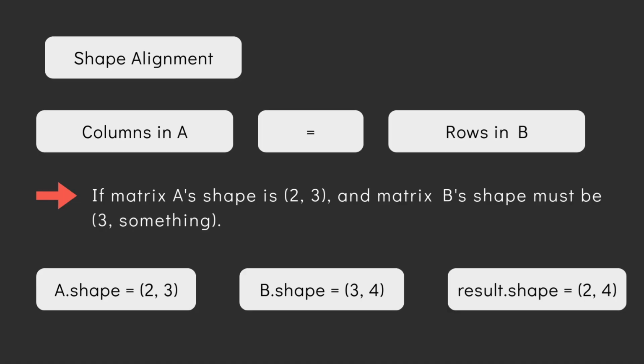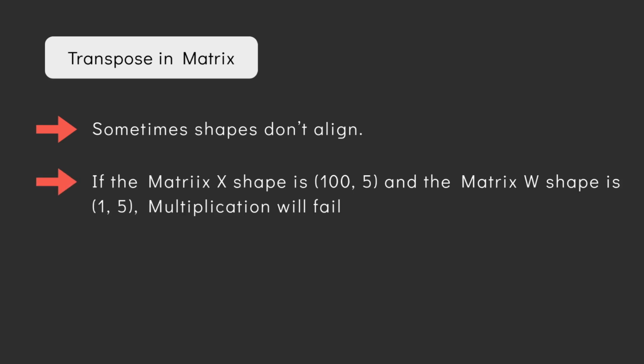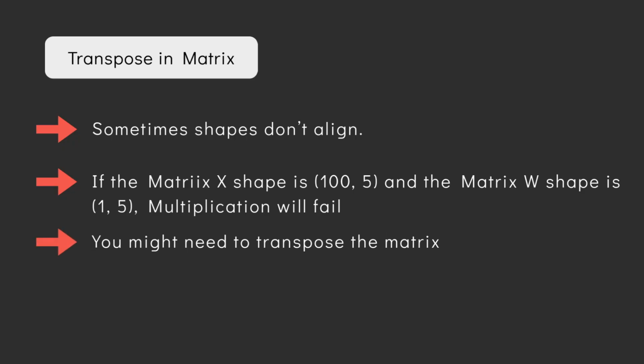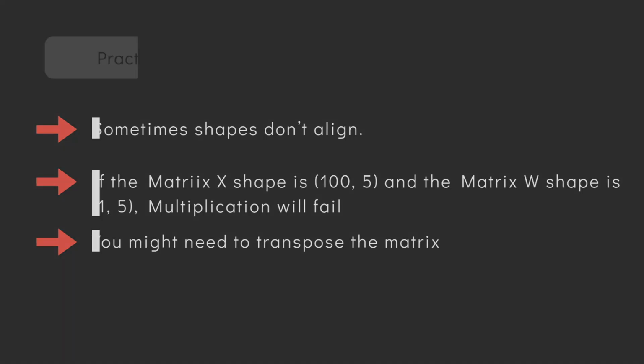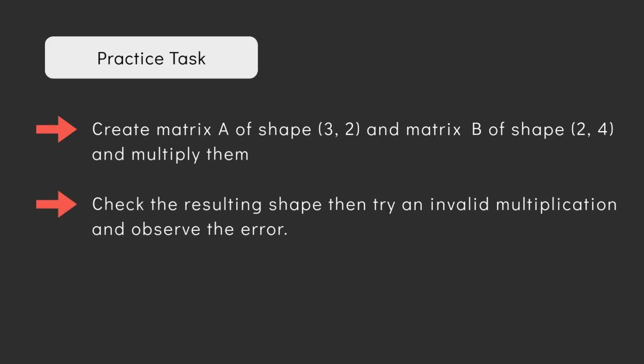That is the rule. Sometimes shapes don't align. For example, if the matrix X shape is 100, 5 and the matrix W shape is 1, 5, then multiplication will fail. You might need to transpose the matrix, since transpose changes orientation. You can take this as your practice task. Create matrix A of shape 3, 2 and matrix B of shape 2, 4 and multiply them. Check the resulting shape. Then try an invalid multiplication and observe the error.